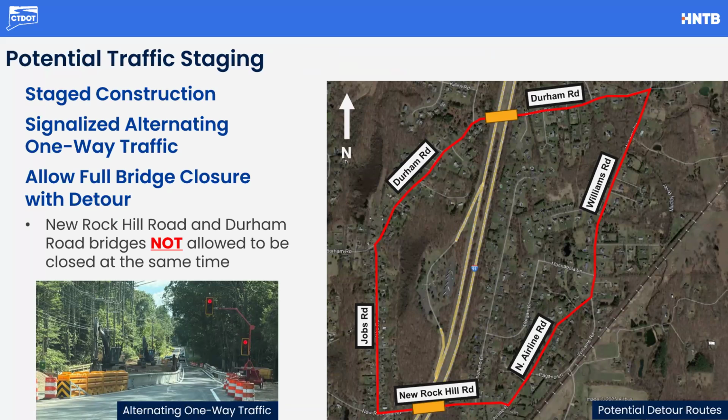traffic signal. Another option is that there could be full closure at either Durham or New Rock Hill Road, but note that we would not allow the contracting team and design team to close both of those roads at the same time. It would be one at a time. The potential detour would look similar to the red route that is provided. We are working with the town and the school districts to make sure that we will not be having any adverse effects on your traffic that could be avoided.